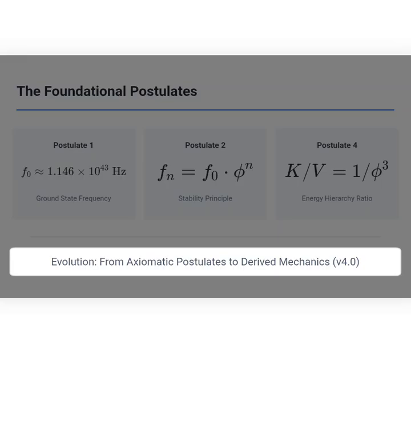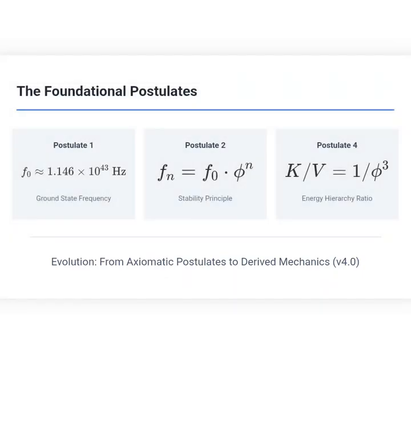Now, it's important to note that while these began as postulates or assumptions in earlier versions, in the current version 4, we've moved toward deriving these values from deeper mathematical mechanics. We're moving from "this is how it is" to "this is why it must be so." Let's see how this math translates into the actual HSG action.